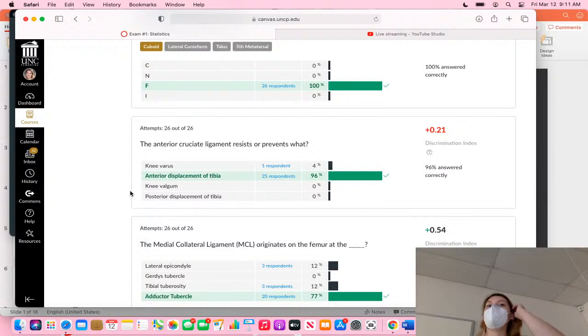Anterior cruciate ligament prevents what? Most everyone got that right. Anterior displacement of the tibia.